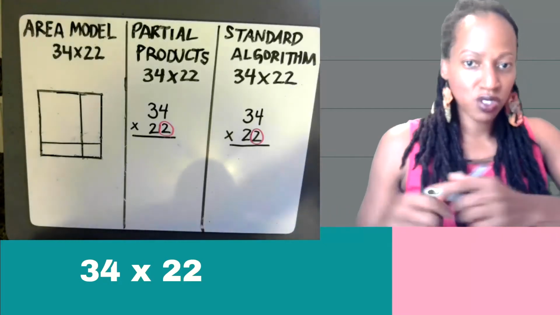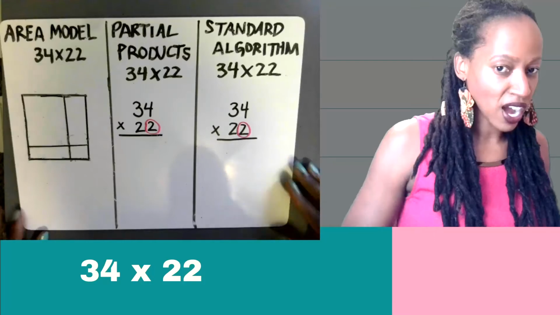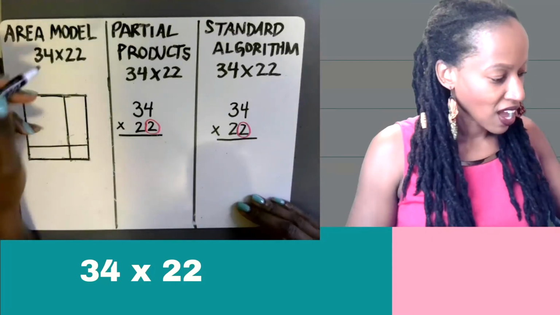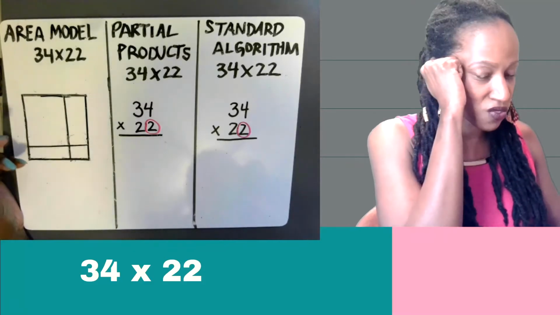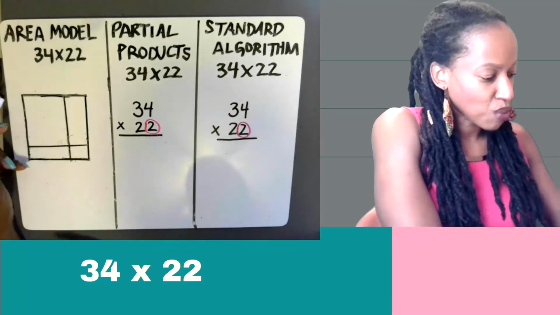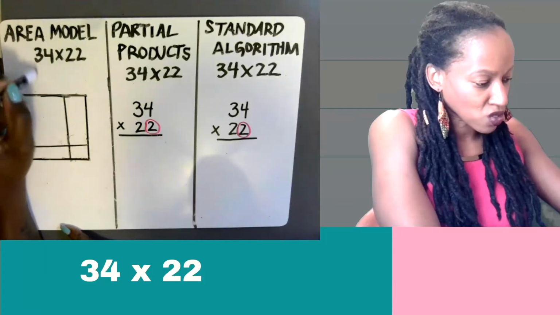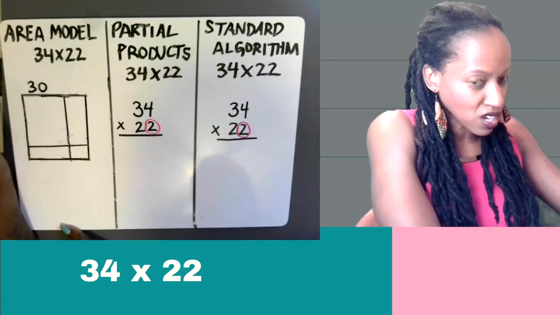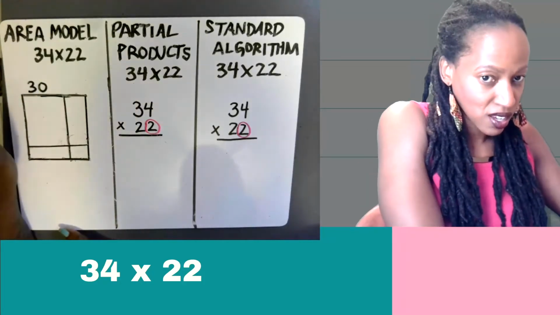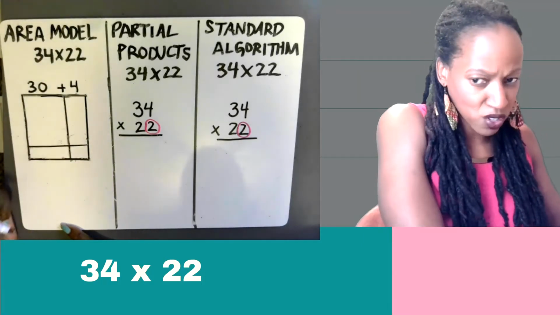So the first thing I'm going to do is I noticed in this example of my area model that I have 34 as my first factor, okay? And because 34 is my first factor, I'm going to decompose that here horizontally at the top of my area model. So 34, that's 3 tens. I can write that in standard form as 30 plus I have 4 ones, okay? So I've decomposed my first factor.